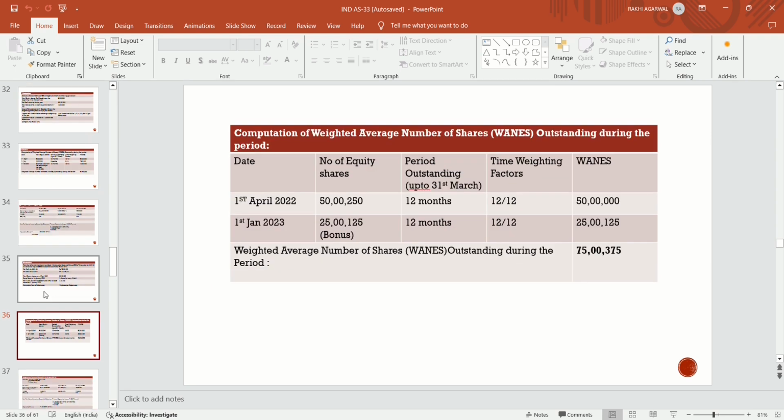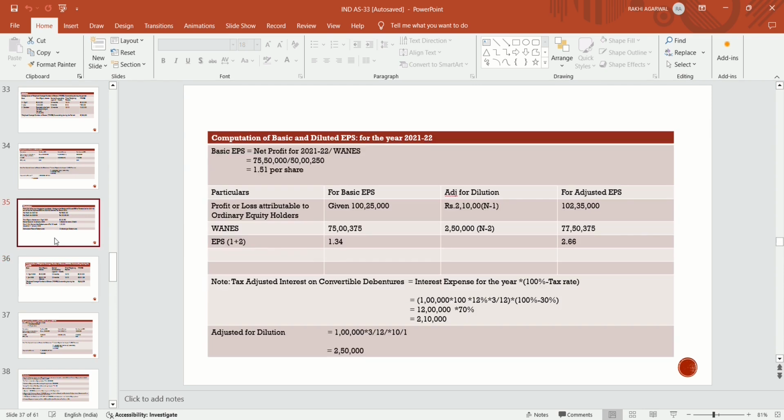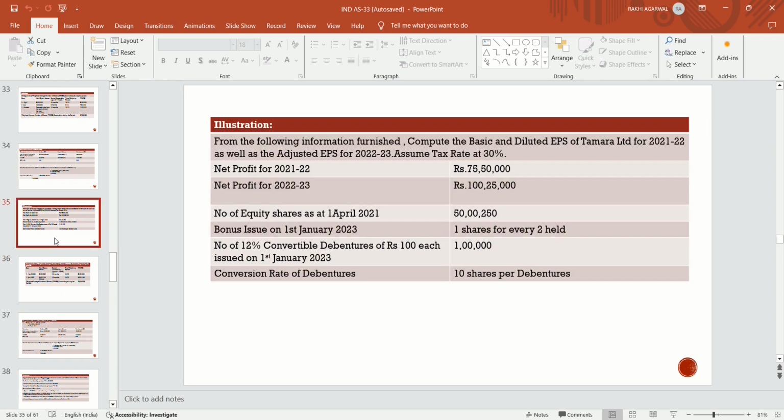Now we have to calculate the weighted average number of shares outstanding during the period, because in this question the net profit of 2 years is given, that is 21-22 and 22-23, and the number of equity shares as on 1st April 2021 is given, that is 50 lakhs 250. So we have to calculate firstly the basic EPS for the financial year 21-22.